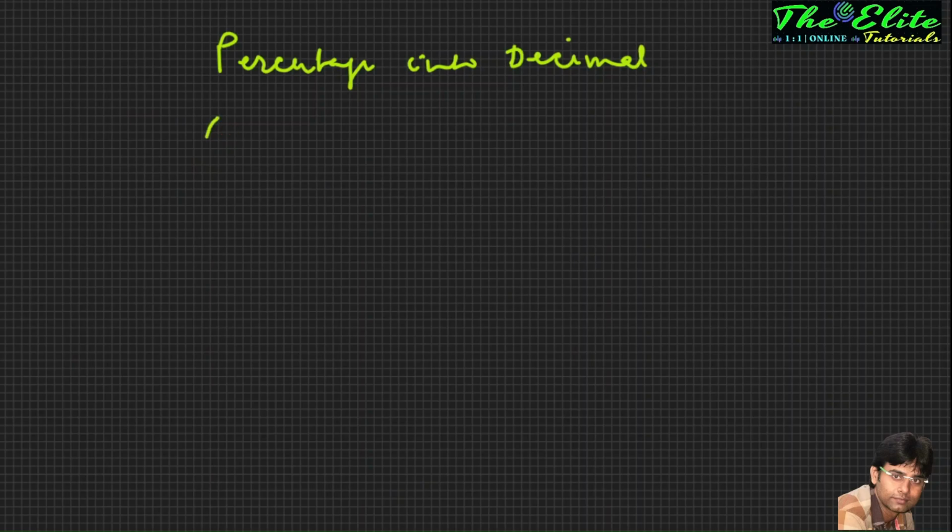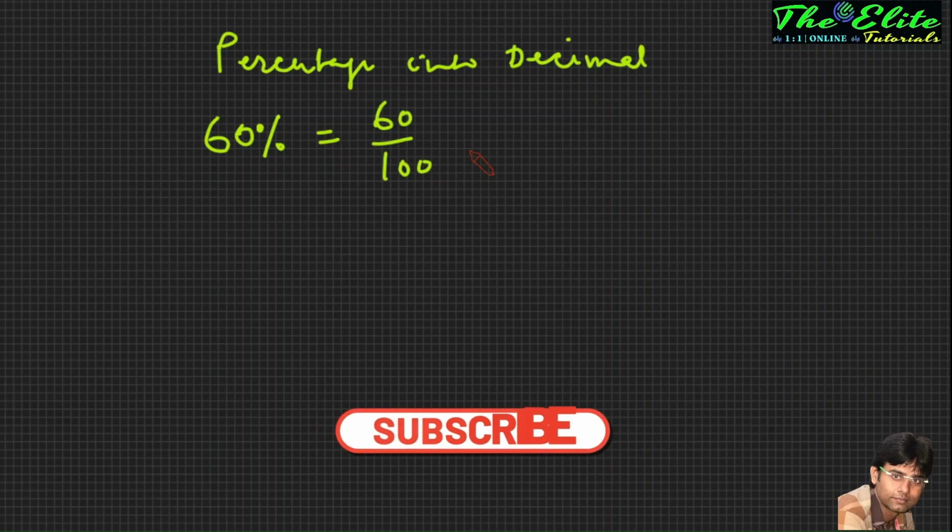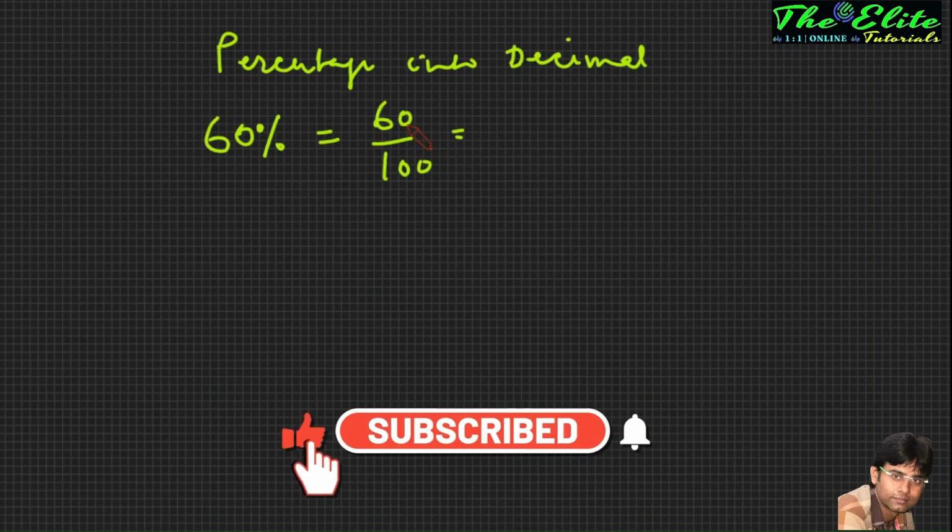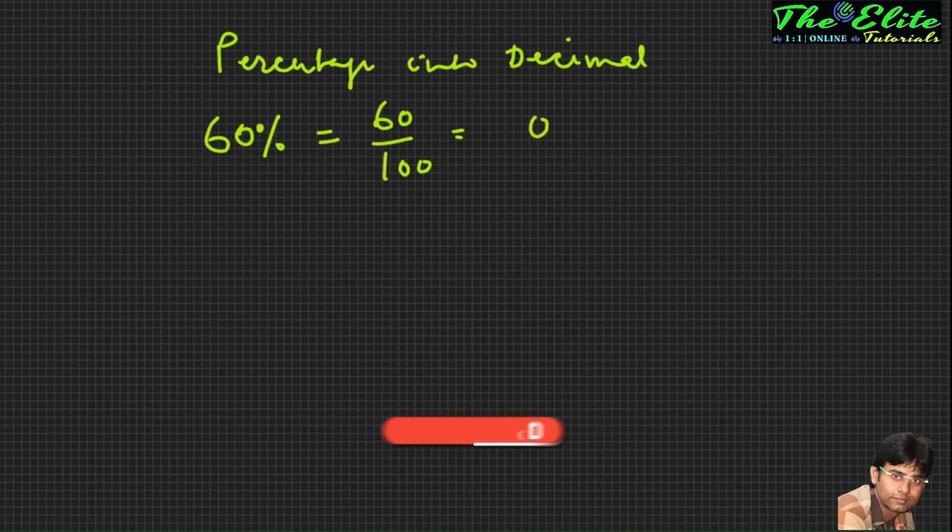So the question was converting 60% into decimal. So 60% first will be written as 60 upon 100. Okay. Now we can see that 60 upon 100 means we can convert this into a decimal like 0.60 or 0.6 only. So how do we convert a fraction into decimal? That you should know. Okay. So let's see actually how I did it.